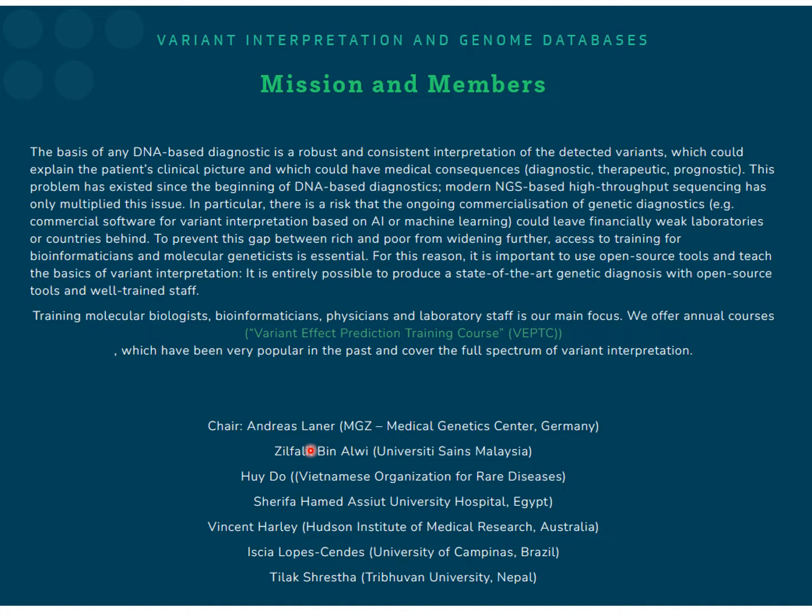This is our main focus, because we and HUGO think that the gap between developing countries and the first world is even widening. In our lab, for example, we do whole genome sequencing, and we use advanced AI machine learning tools for variant interpretation. But we think it's very basic and very important to train staff all over the world with state-of-the-art, freely available, open source tools. And we are convinced that state-of-the-art molecular diagnostics is possible with well-trained staff. And this is what we have in focus.